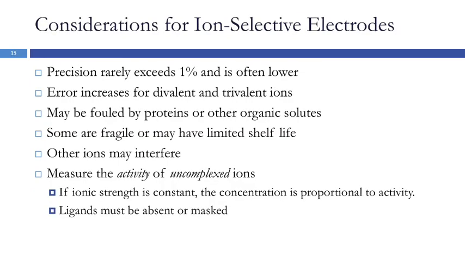There are some things you need to consider when using ion-selective electrodes. The precision rarely exceeds 1%, and it's often lower than 1%. So if you need a very tight value, ion-selective electrodes are probably not the way to go. The error increases for divalent and trivalent ions, and that has to do with the Nernst equation where you have the n. The number of electrons being moved around is going to affect the error.